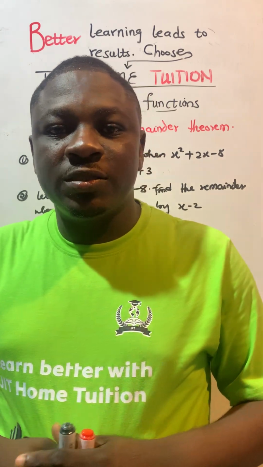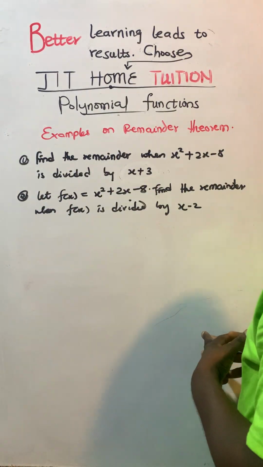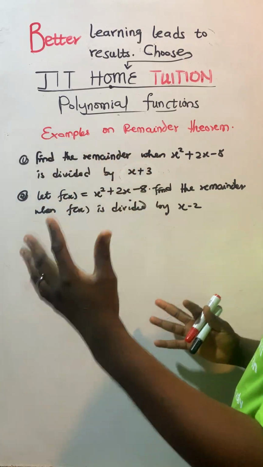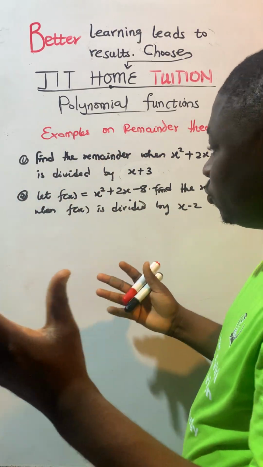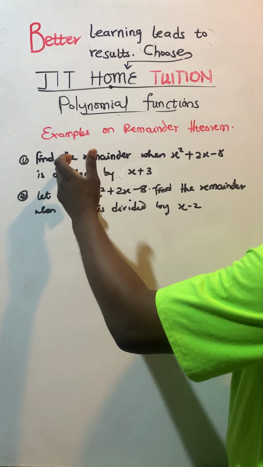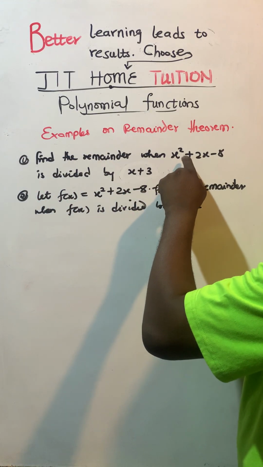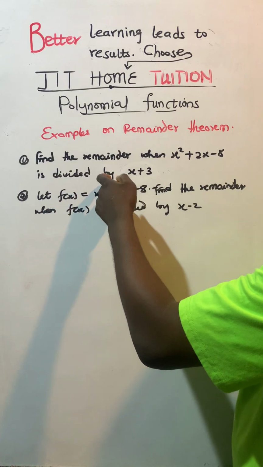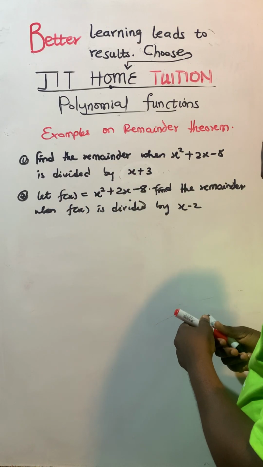Welcome to today's session. So today we are going to continue with the remainder theorem. However, what we want to do is to solve more questions for you to understand it well. Alright, so you have this question that's saying: find the remainder when you have x squared plus 2x minus 8, which is being divided by x plus 3.